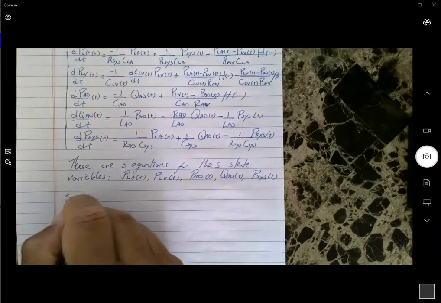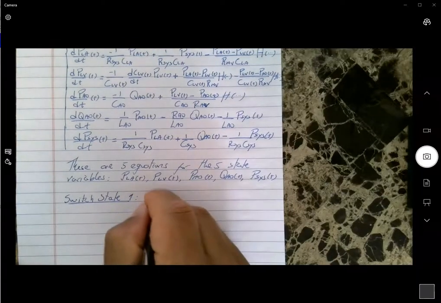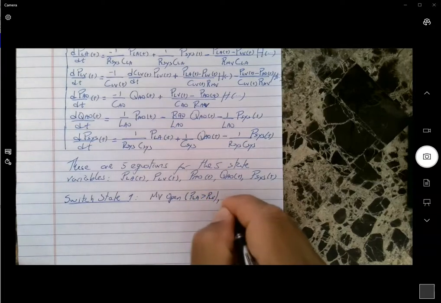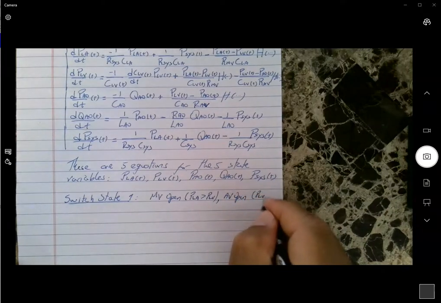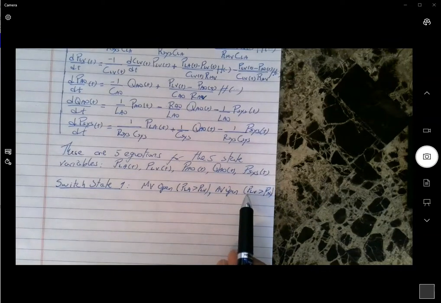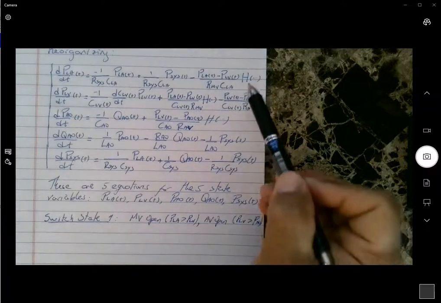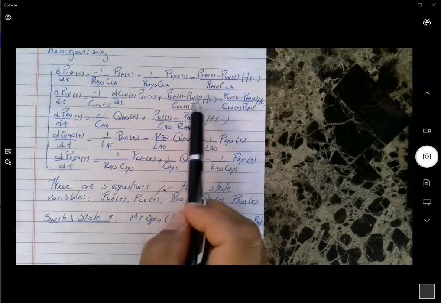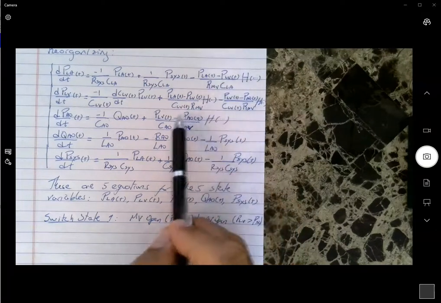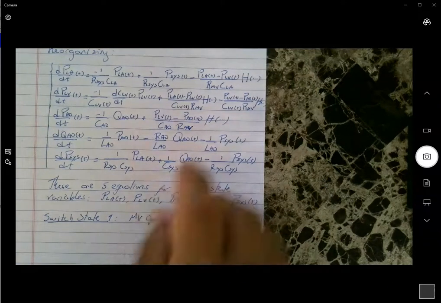So switch state one. We're going to call that the state when the mitral valve is open, meaning PLA is larger than PLV, and the aortic valve is open, meaning PLV is larger than the pressure in the aorta. So when state variable 1 is larger than state variable 2, and state variable 2 is larger than state variable 3, we reach switch state number 1 because the two valves are open. In this case, all these H's are equal to 1, and therefore these coefficients multiply state variables PLA, PLV, PAO on equations 1, 2, and 3. So equations 1, 2, and 3 are altered to include those state variables.